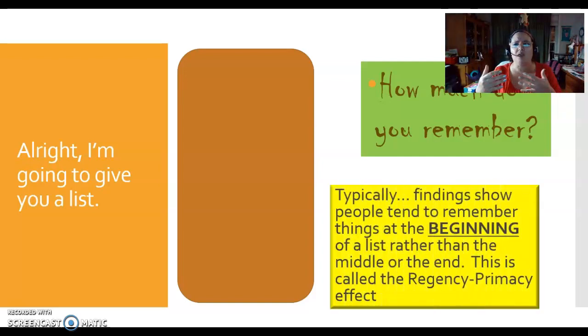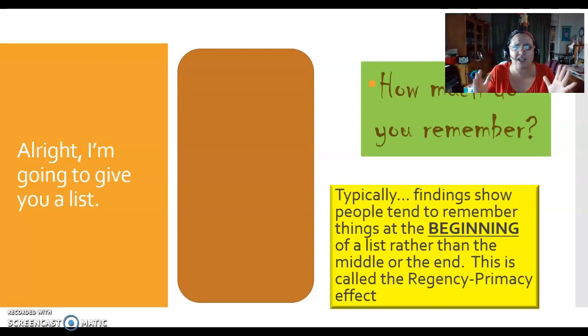We find that when we look at a list, we tend to remember the beginning of the list first and then the end of the list second, and then third is the middle of the list. So generally people are great at the beginning, and then they're like, I can't remember what was in the middle. And then they get to the end and they might remember some more of it. And this is what's called the recency primacy effect, where we don't so much remember the middle, we kind of remember the ends.